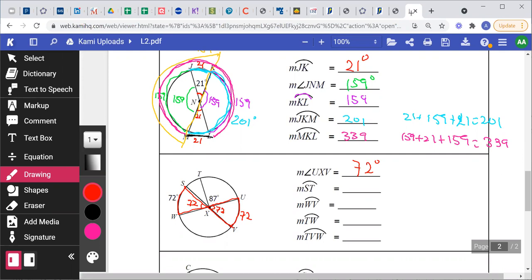And then the measure of arc ST. What will ST be? This is ST.